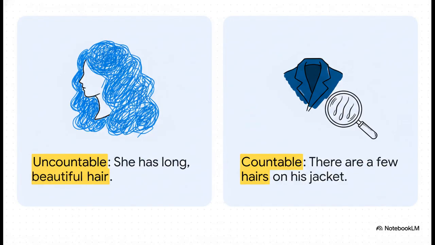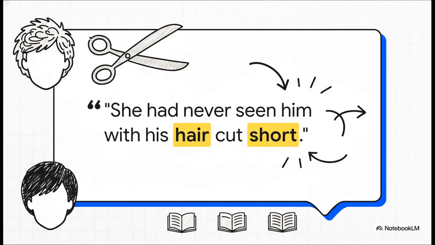And this simple approach also makes one of the trickiest parts of English grammar way easier to understand. Sometimes hair is something you can count, like when you find a few hairs on your jacket, but other times it's uncountable. You don't have hairs on your head, you just have hair. This kind of thing trips up so many people learning the language, but this example just makes the difference totally obvious.